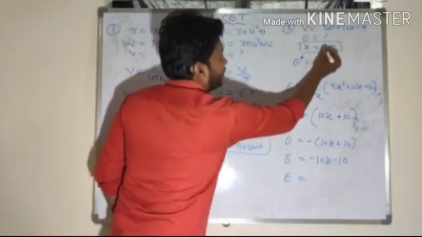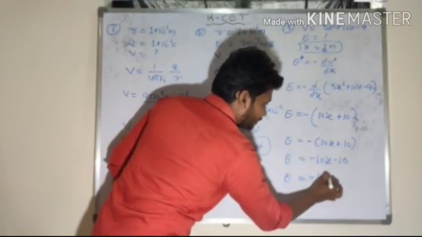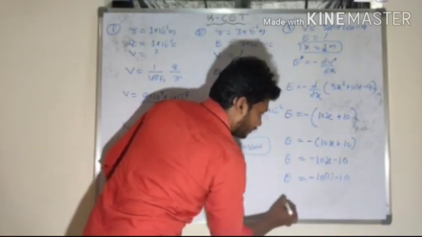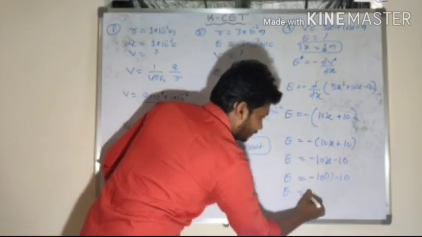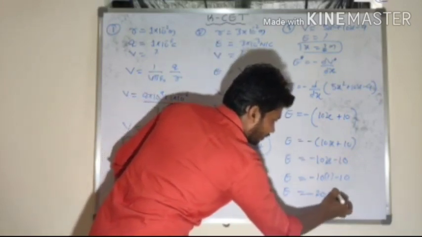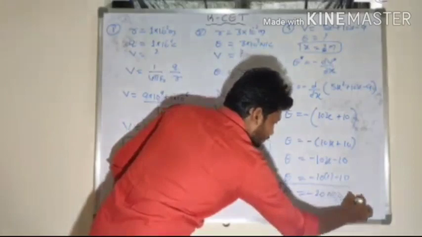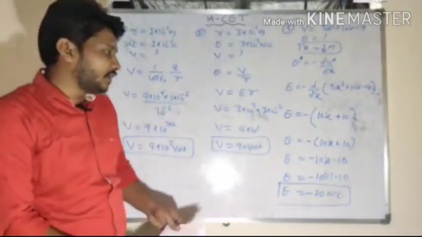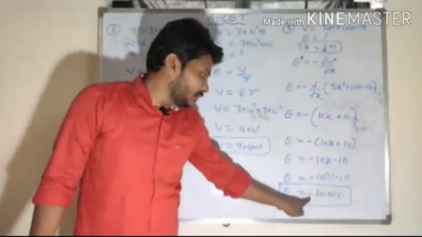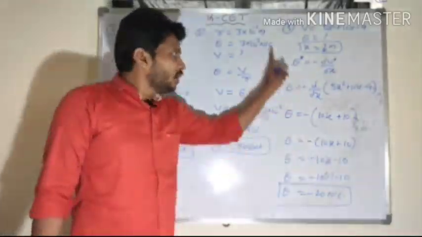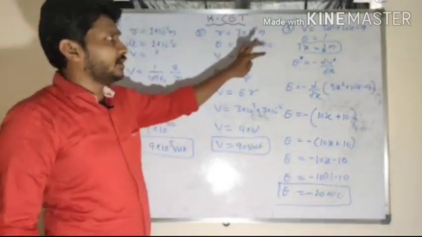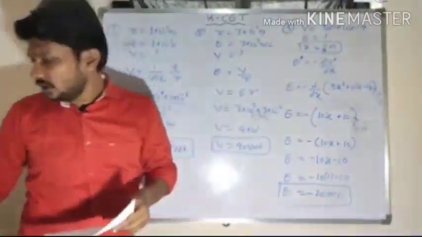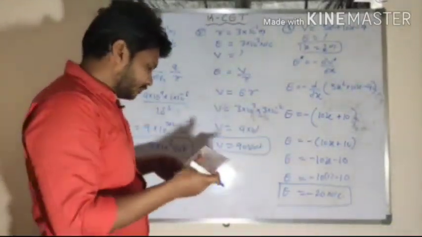What's the x value here? The x value is 1 meter, so minus 10 into 1 minus 10. So the E value is minus 10 minus 10, minus 20 Newton per Coulomb here. So what is that electric field value? The electric field value E is equal to minus 20 Newton per Coulomb here. So they gave the potential value in terms of an equation here.